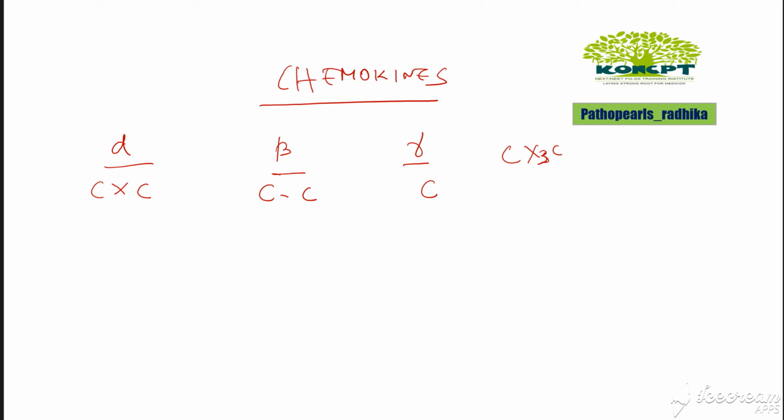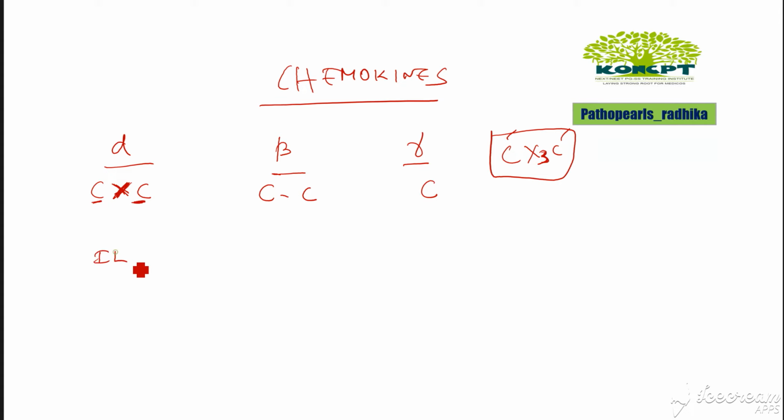What do all these represent? C is for cysteine. When you have two cysteine residues separated by one amino acid, we call it CXC chemokine. The X represents the number of amino acids. So when I say CX3C, it means you have two cysteine residues separated by 3 amino acids. Now let's look at which chemokines come under different categories.